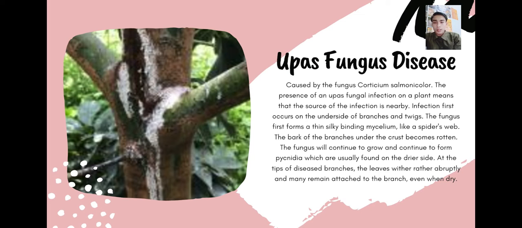The fungus will continue to grow and continue to form basidia, which are usually found at the tips of the branch. The leaves wither abruptly, and many remain attached to the branch even when dry.